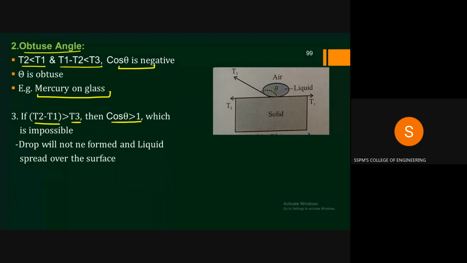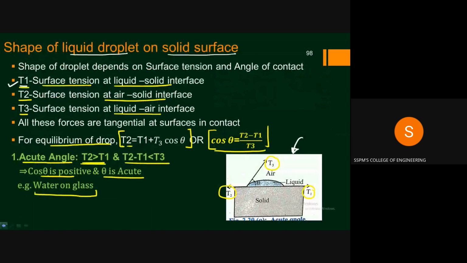So in this case, the drop will not form on the solid surface and the liquid will just spread over the surface. Okay. There can be a question on these relations of T2, T1 and T3, so you can take a screenshot. This is already given in your book.